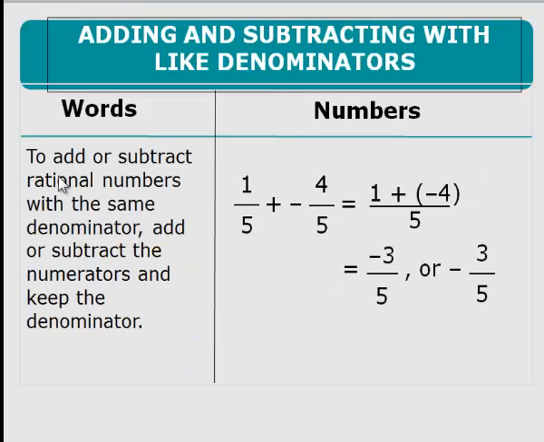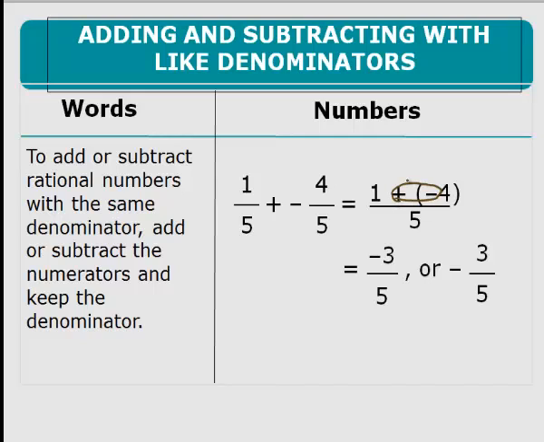Adding and subtracting rational numbers with the same denominator. So rational numbers with the same denominator are fractions. We add or subtract the numerators and keep the denominator. Very, very similar to what you have done all along. And even if we don't have the same denominators, usually start by getting the denominators the same. And then we're going to add or subtract the numerators.